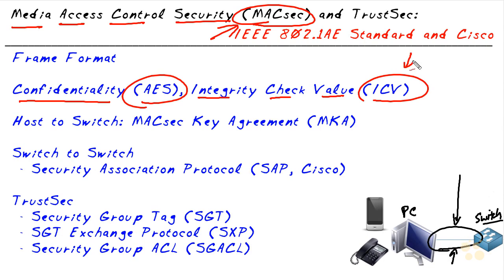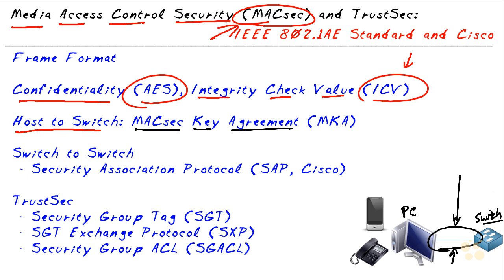Now, one of our challenges is this. If we're going to do the data encryption and the verification of layer 2 frames, we're going to need to negotiate some secret keys that we can use for the encryption and for the data integrity. So for a PC or a host, as it connects to a switch, if we're using MACsec, we're going to use something called the MACsec key agreement to establish shared secret keys that we can use for those purposes.